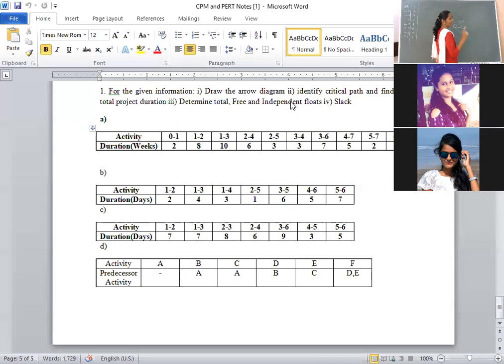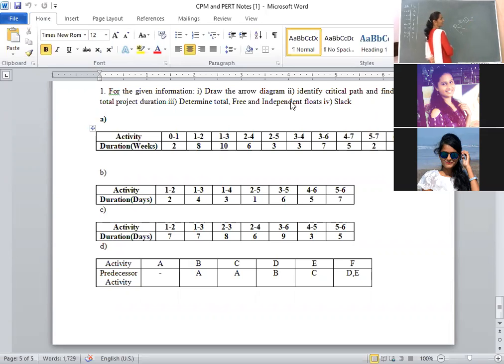Next, observe. 2 is completed. 2 to 5 means what is the meaning? 2 is completed, then only 5. Then close the node 2. Anything that starts with 2, only 2 to 5 is in the activity row. That's why 2 is completed, then only 5.